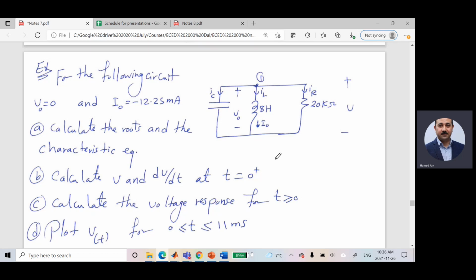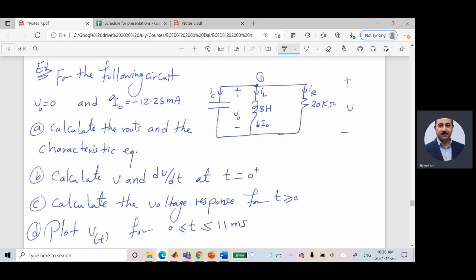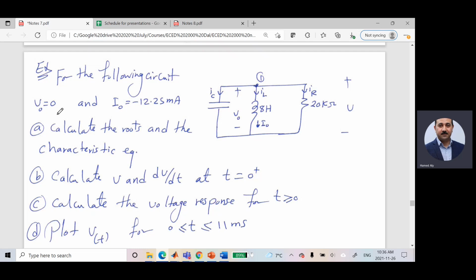Here, for this circuit, he gave me C and L and R. This is a parallel RLC circuit. And for that circuit, he told me that V0 is equal to 0 and I0 is equal to negative 12.25 milliampere, and it is downward. He asked me to calculate the roots of the characteristic equation.